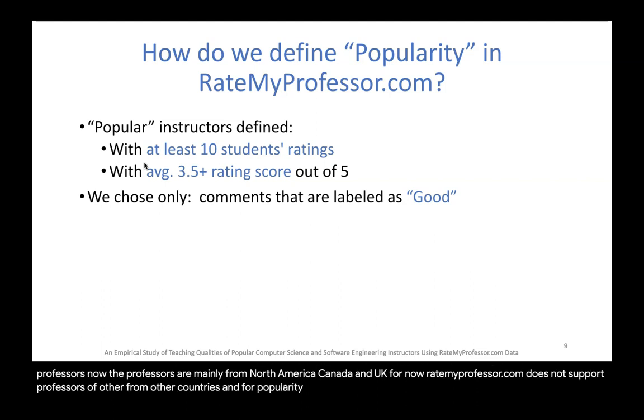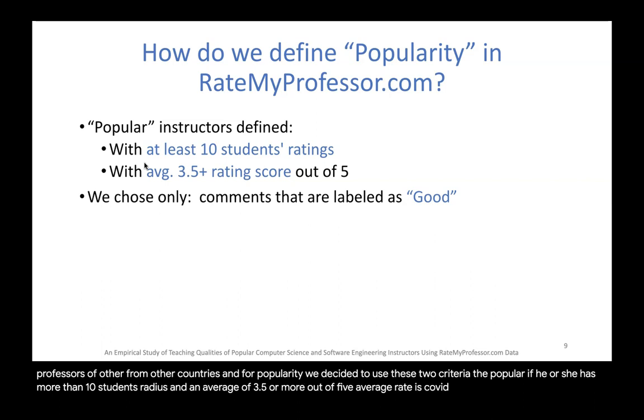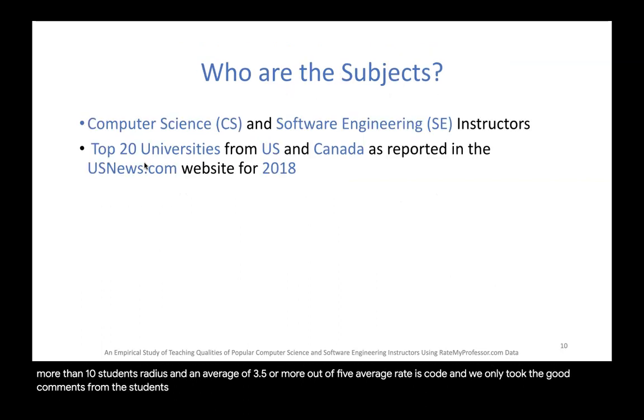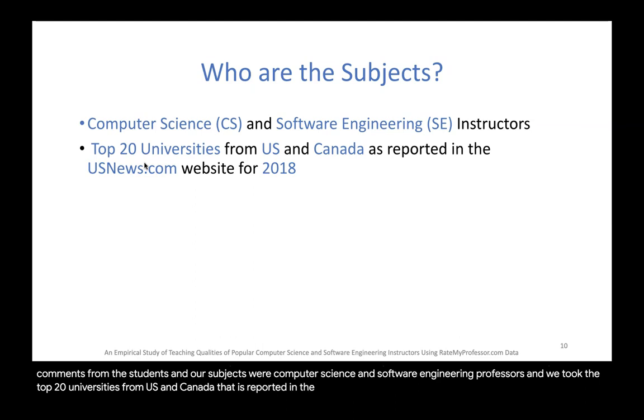And for popularity, we decided to use these two criteria. Number one is we consider a professor popular if he or she has more than 10 student ratings and an average of 3.5 or more out of 5 average rating score. And we only took the good comments from the students. Our subjects were computer science and software engineering professors, and we took the top 20 universities from US and Canada that were reported on the usnews.com website for 2018.